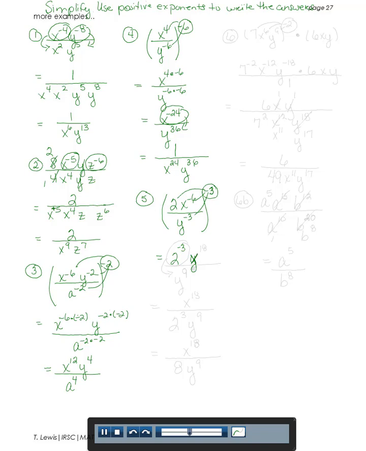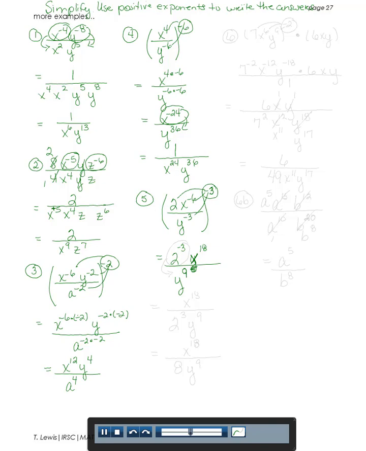So that x to the negative 6 raised to the negative 3rd power becomes what? X to the 18th, all over y to the negative 3 to the negative 3rd power, y to the 9th. Okay?